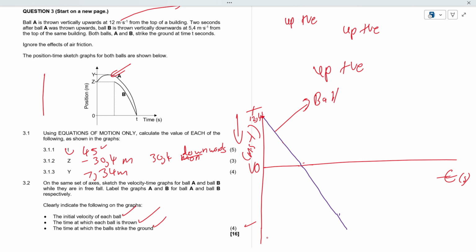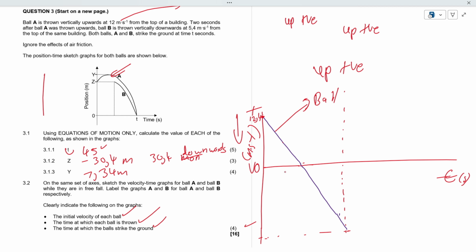This is the time in which this ball is gonna strike the ground. They are gonna strike the ground at the same time, but not at the same velocity. So even that one has to end at this place, because they strike the ground at the same time.